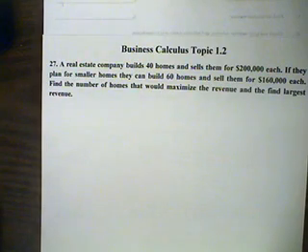Business Calculus, Topic 1.2, number 27. A real estate company builds 40 houses and sells them for $200,000 each. If they plan for smaller houses, they can build 60 homes and sell those for $160,000 each. Well, find the number of homes that would maximize the revenue and find the largest revenue itself.